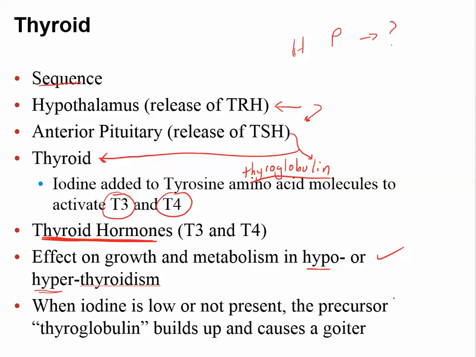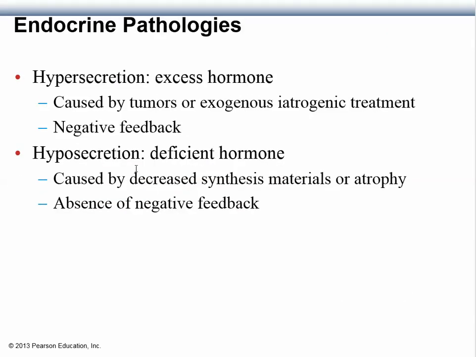Okay, and this is what I just said. When iodine is low or not present, the precursor thyroglobulin builds up and causes a goiter. Okay, so just some endocrine pathologies, stuff that you might be able to figure out if you understand how to read this. Hypersecretion means an increase in secretion. So hyper means a lot, or more, or increased. That means when you have excess.